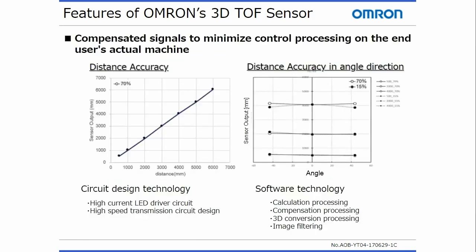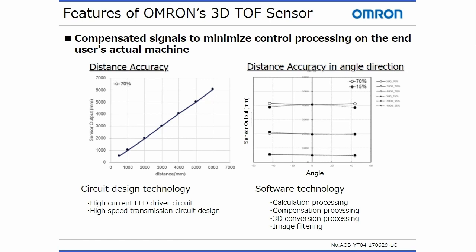The B5L achieves a high output accuracy by outputting compensated signals to minimize control processing on the end user's actual machine. As I mentioned, the sensor is rated at plus or minus 2% at 2 meters. From the test data here, you can see that the sensor features stable accuracy that varies linearly with the distance. The B5L also features high accuracy in the angular directions thanks to OMRON's internal software technology for calculation processing, compensation processing, 3D conversion processing, and image filtering.